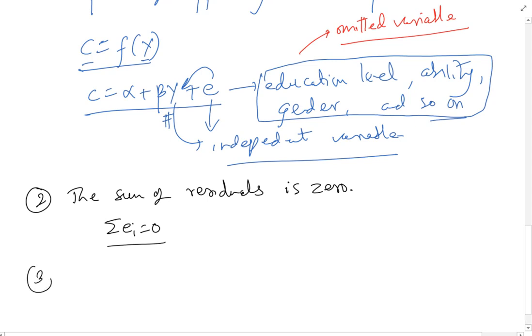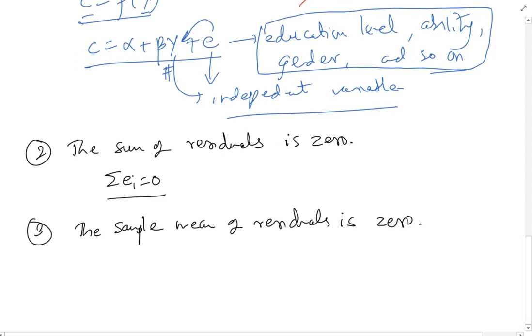And number 3, the sample mean of residuals is 0. And this is obvious, because summation ei is itself 0. So e bar equals summation ei by n, which equals 0.